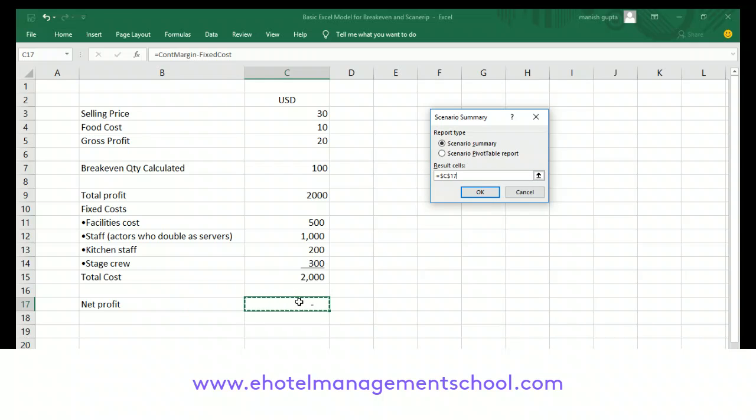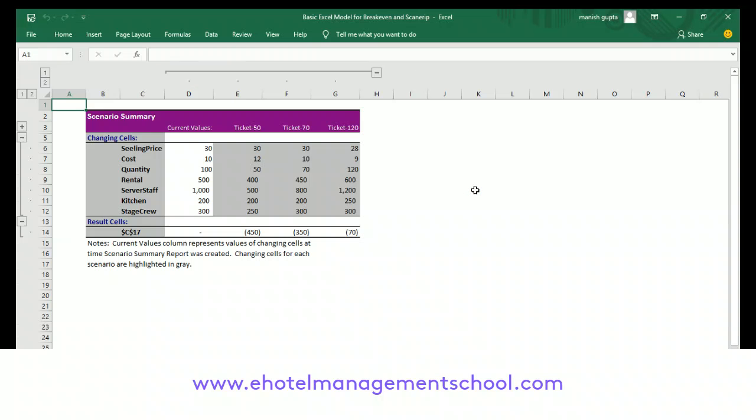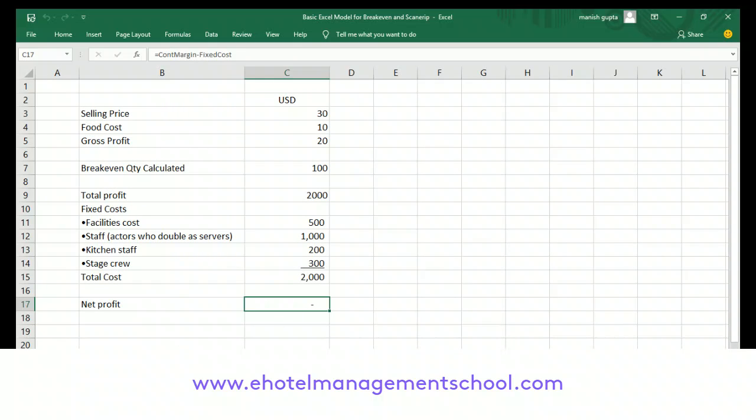The result cell is this, because we want to see the impact on net profit, and then scenario summary. So now you can see the current values, there was no profit. If we sell 50 tickets but we are able to reduce certain parts of the rent, we are still at minus 450. If we are selling 70 tickets, we will be at minus 350. Even if we sell 120, because of the increase in cost and the reduced selling price, we will result in a loss.